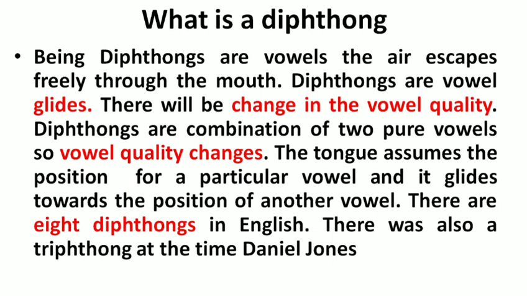What is a diphthong? Diphthongs are vowels, so the air escapes freely through the mouth, as we already discussed. Diphthongs are vowel glides. That is most important. There will be a change in the vowel quality, but in the case of pure vowels there is no change in vowel quality. Diphthongs change their vowel quality. Diphthongs are a combination of two vowels. The tongue assumes the position for a particular vowel and it glides towards the position of another vowel.